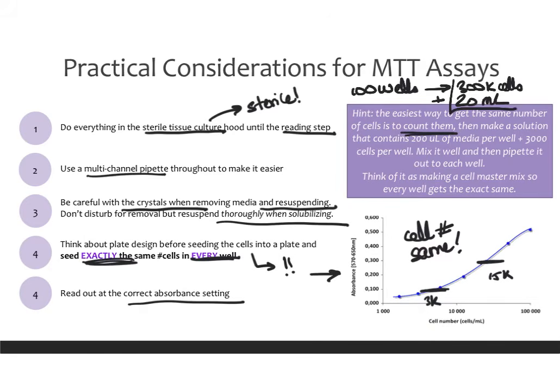And you would just make the solution, mix it really, really well in a tube, and then pipette out 200 microliters into every well using your multi-channel. And that way, all your wells get the exact same amount of cells. Everything is totally controlled. And so then when you do your MTT, you don't have to be worried that maybe I messed up my cell count, or maybe one of these wells doesn't have enough cells and that's why it's off. You know that you're going to get exactly the same number of cells across the board.